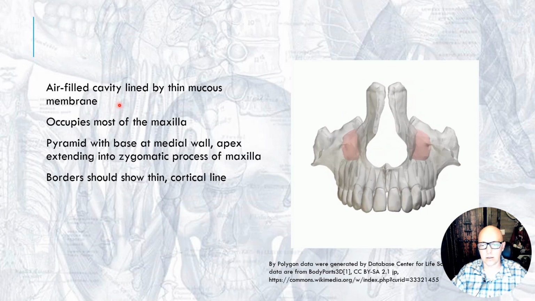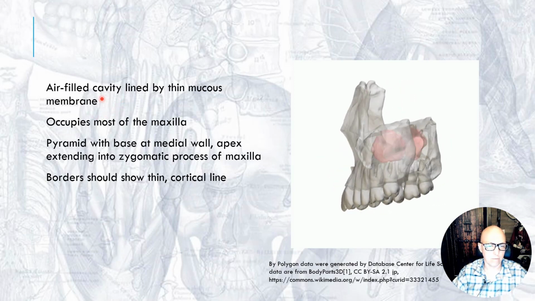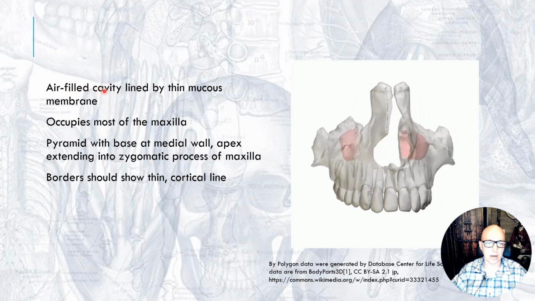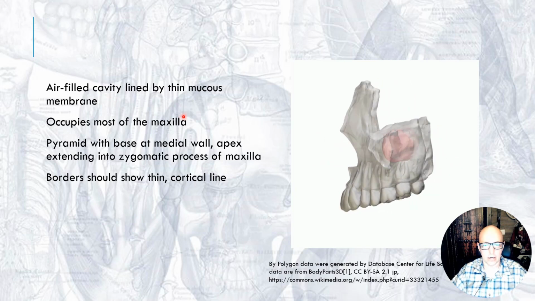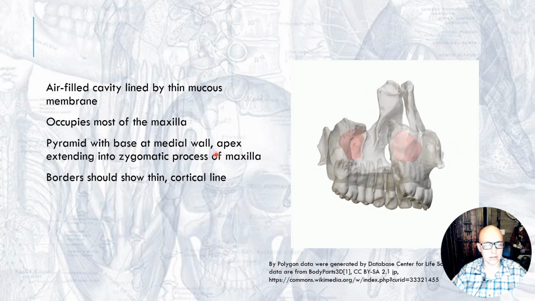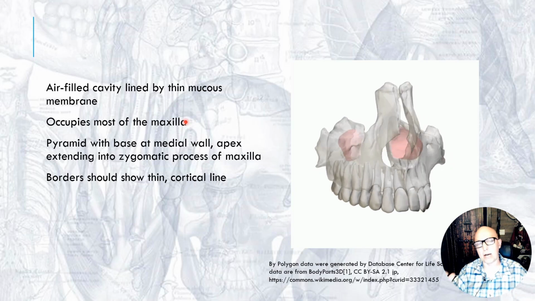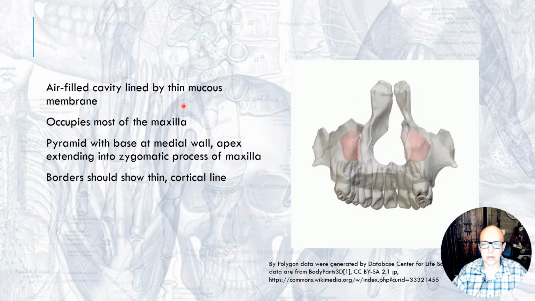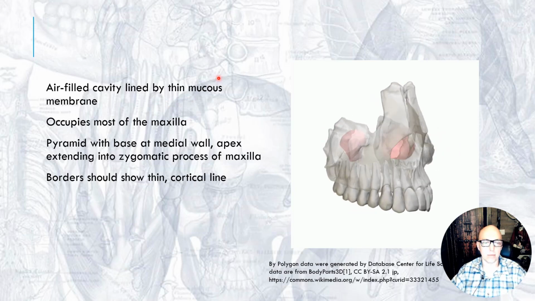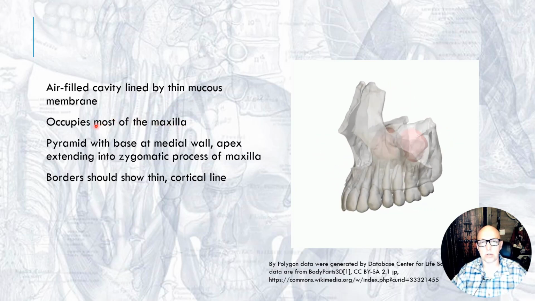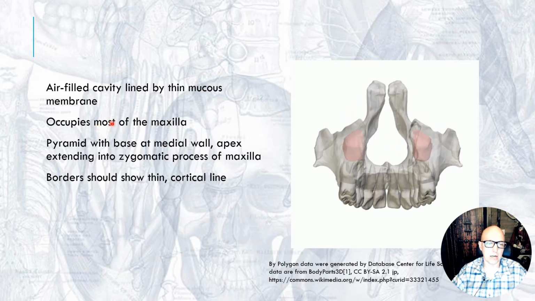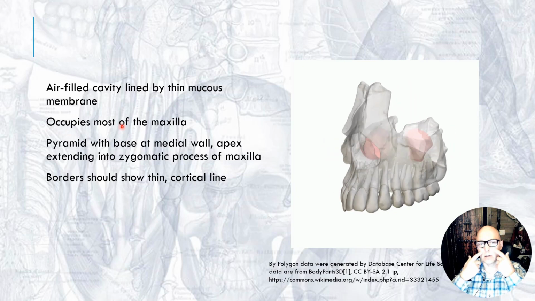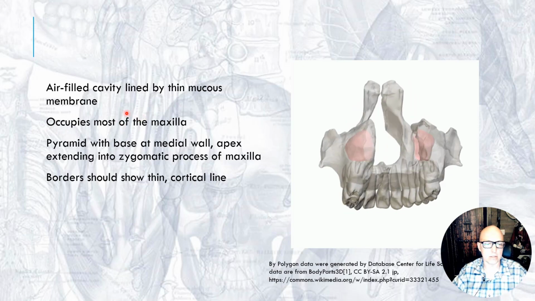Okay, so what are the maxillary sinuses? I know you are familiar with them, and as a dentist, you're going to be very familiar with them. Air-filled cavity lined by thin mucous membrane. In health, that mucous membrane is going to be very thin. Sometimes you'll see that that membrane is thickened, and so they have some degree of mucositis, and it'll show up on radiographs. It does occupy a majority of the maxilla, although that varies person to person. Some people have very small maxillary sinuses, but in most cases, it's fairly well pneumatized, and it occupies a big degree of the maxilla.